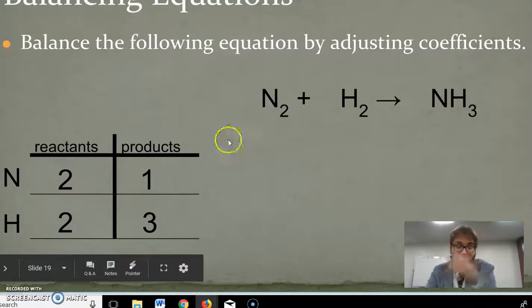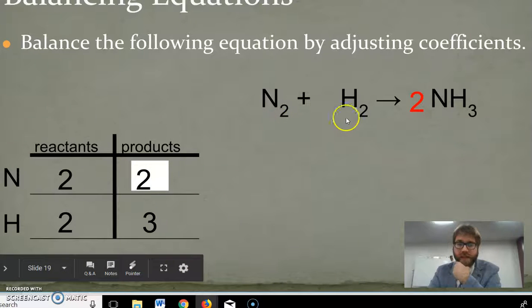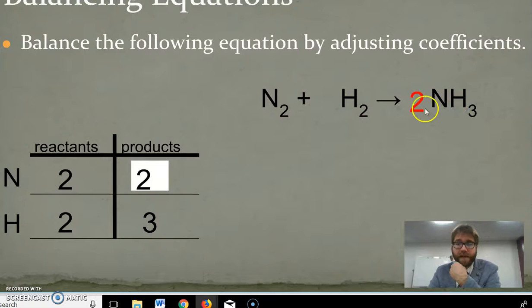We have only 1 nitrogen here, so we can only change the coefficients, right? If we put a 2 here, then we have 2 on both sides. If we put anything else, it's going to unbalance it. So for right now, nitrogens are good. Now let's look at the hydrogens. We have 2 here, and we now have 6 here. 2 times 3, that's 6.